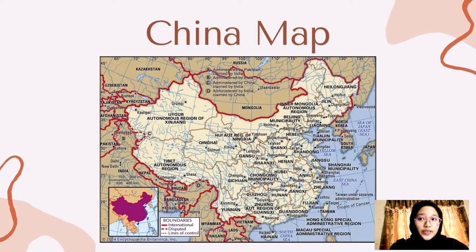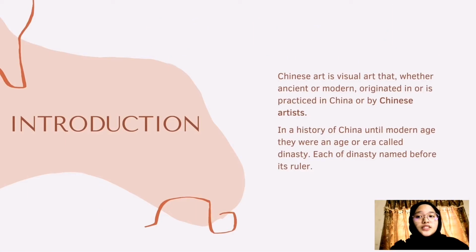China is a country located in East Asia bordering 14 other countries. As you can see on the screen, it's a China map. Chinese art is visual art that, whether ancient or modern, originated in or is practiced in China or by Chinese artists. Most of the artwork lasted in the form of copper, rock and pottery.